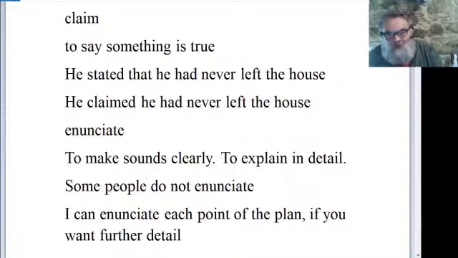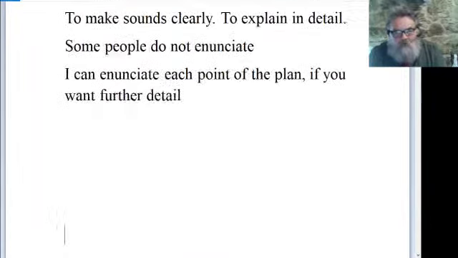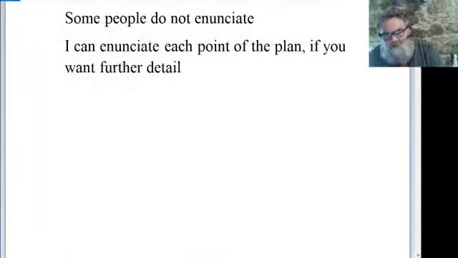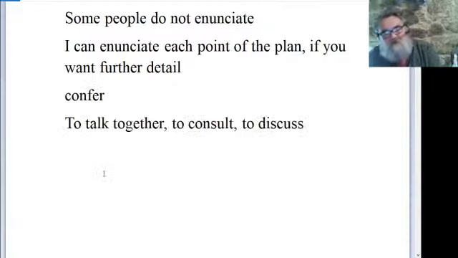So let's try another one then. The next one is to confer. Yeah, you normally confer with someone. So to confer, to talk together. Yeah, to consult, to discuss. So if I'm negotiating with somebody, maybe I have to confer with my boss to find out if this term or condition is acceptable.